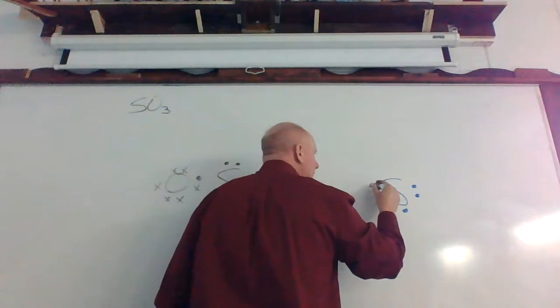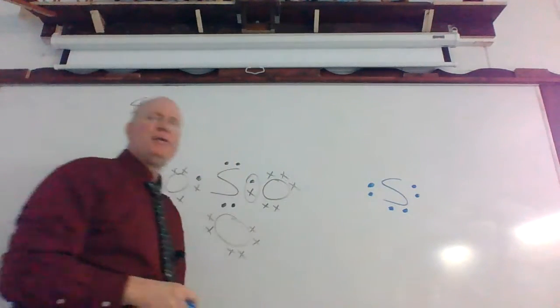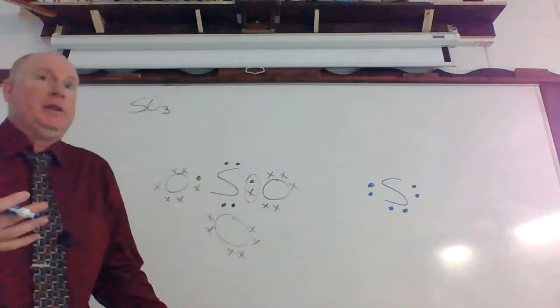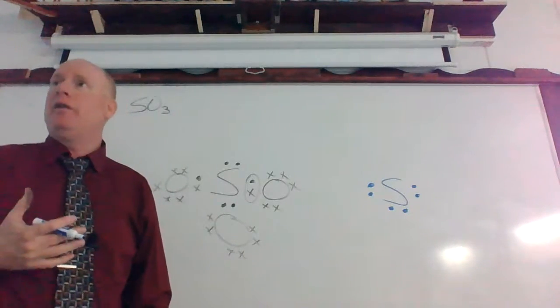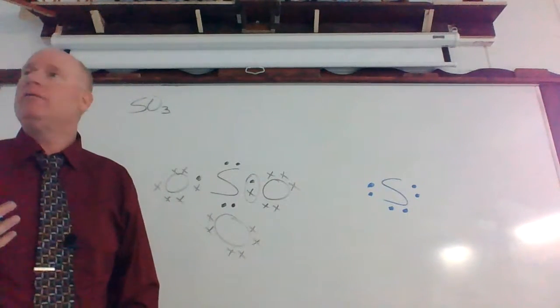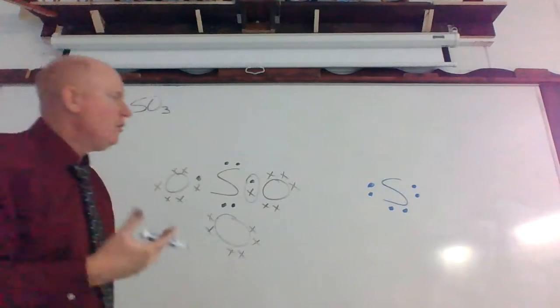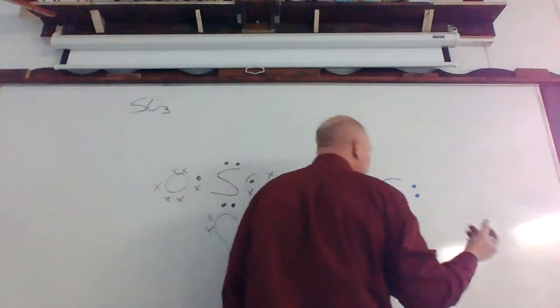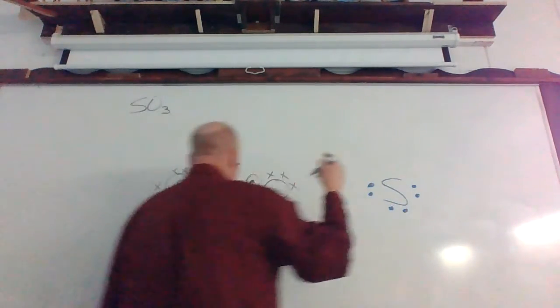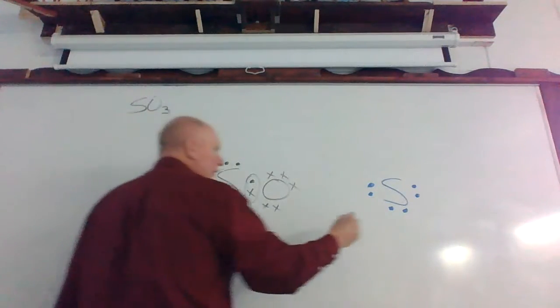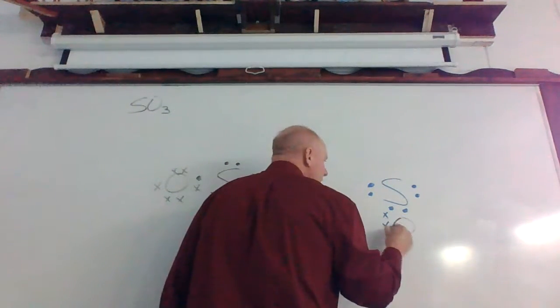Now, you might be asking yourself, well, how are we supposed to know that? Well, I'm not really sure I have a good answer for that, other than practice. We get better at this. You might see an example like this again. So this bond is pretty simple, that coordinate covalent bond.